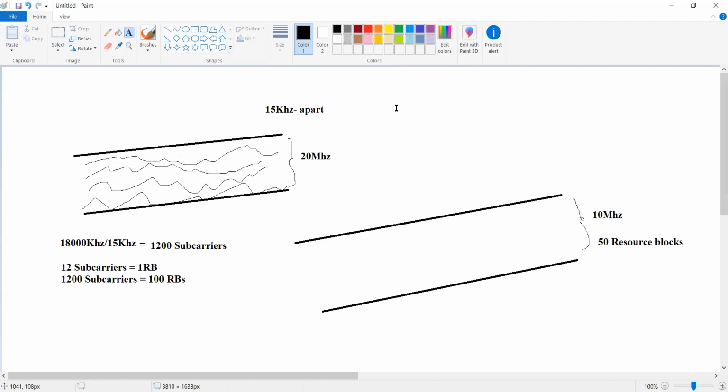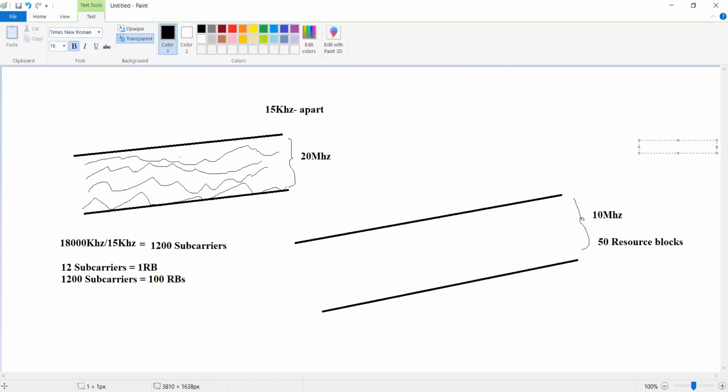Actually, in 4G we are using 1.4 megahertz. The calculation is just like 20 megahertz in all bands. I will show you that one. So can you show the 1.4 megahertz for that? 1.4 or 3?